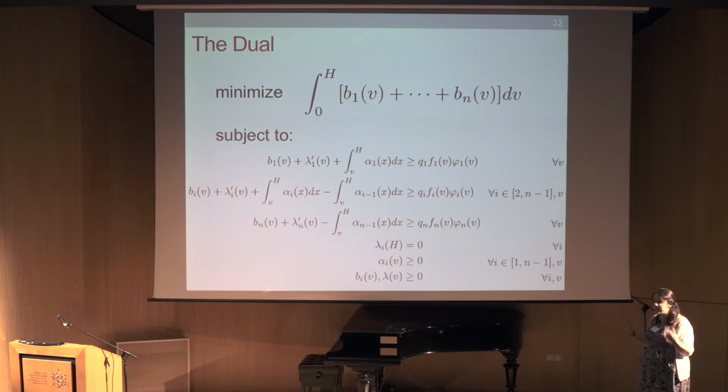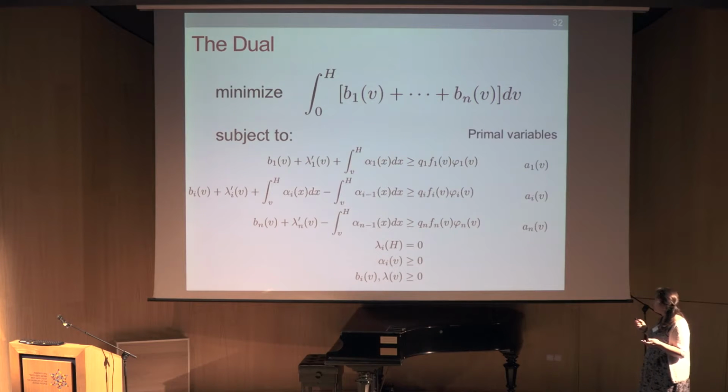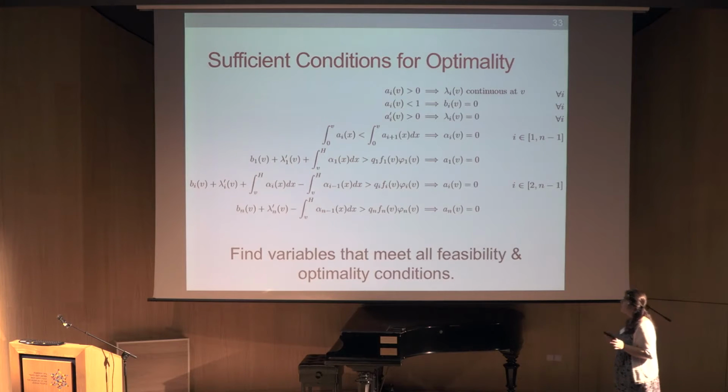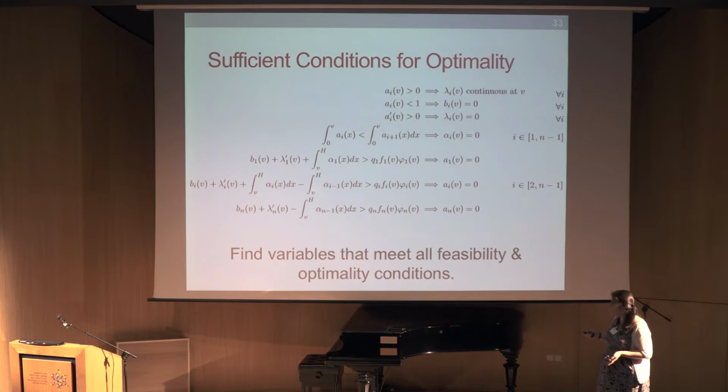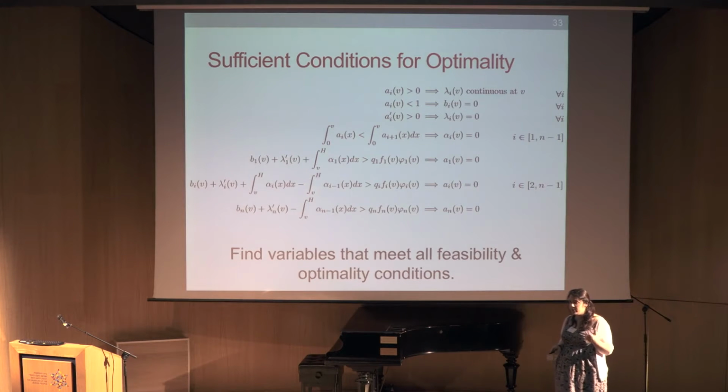But the point is that you can take the dual and it corresponds back to the primal, and you can come up with a list of complementary slackness conditions that say, if I find variables that are feasible for the primal and feasible for the dual and satisfy all of these conditions for optimality, then I know that my variables are optimal, and then I know that these variables corresponding to the primal describe the optimal mechanism.